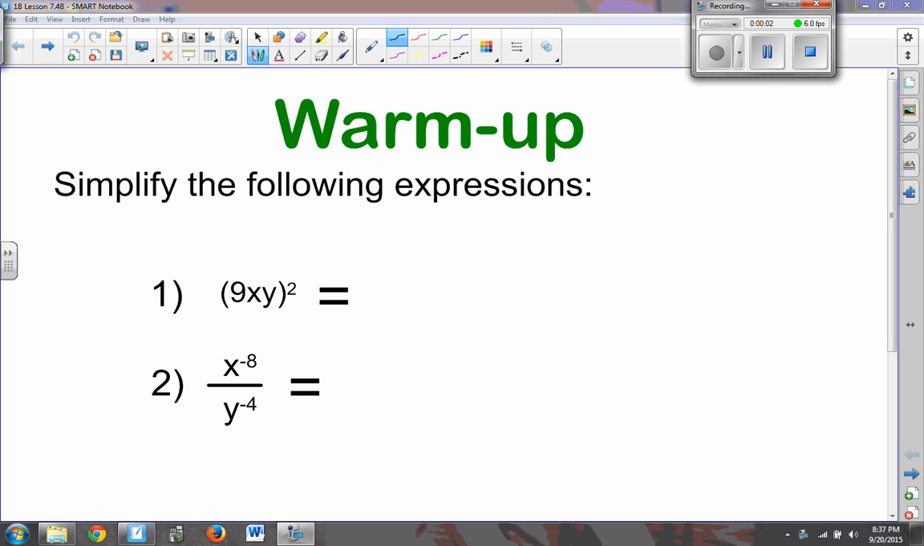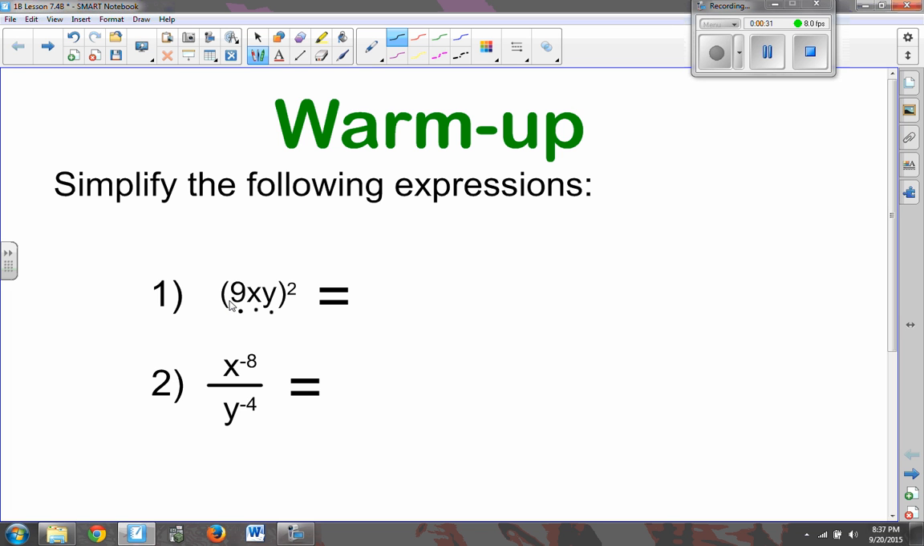All right, Algebra 1B students, welcome to part 2 of lesson 7.4, where we are now dividing things with exponents. We're going to start here with these two warm-up problems. These refresh your memory on a couple of things we've done earlier in this chapter that are going to be important for us today.